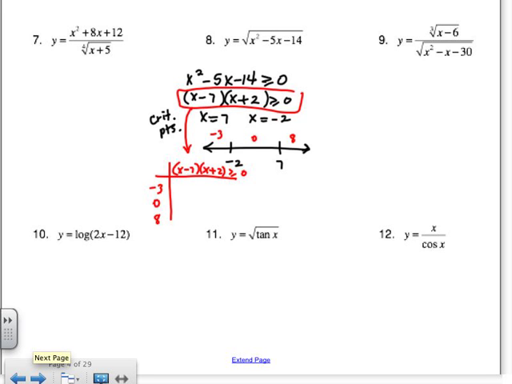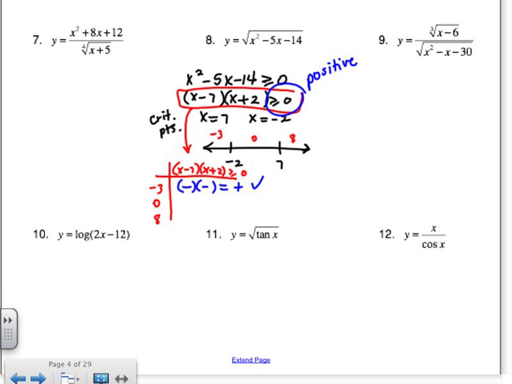Now we're only worried about when it's greater than or equal to 0, if that's going to be true or false. So greater than or equal to 0, that means we're looking for positive numbers. So when I plug in -3, I'd have -3 minus 7, so that's a negative number. -3 plus 2 is a negative number, and a negative times a negative is always positive. So does that make our inequality true? Yeah, it works.